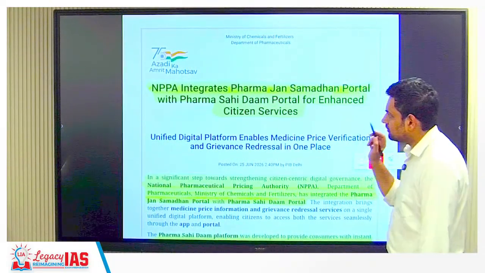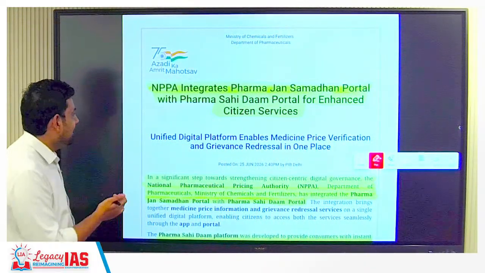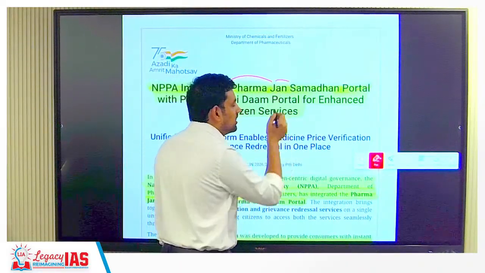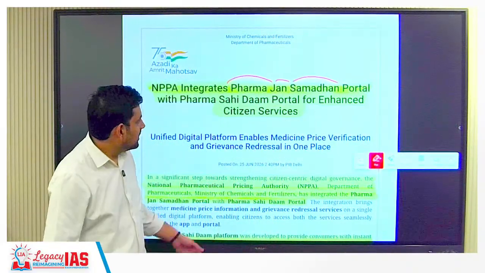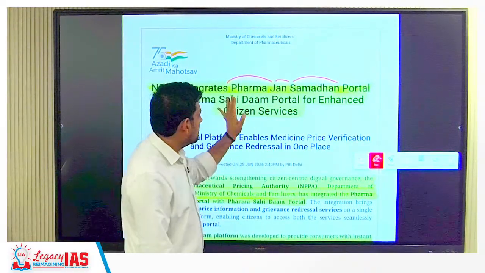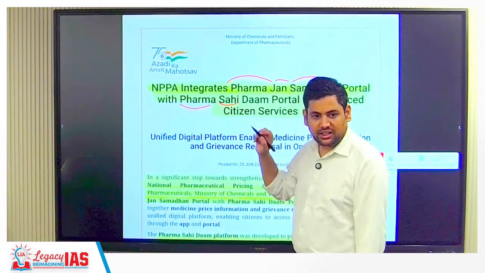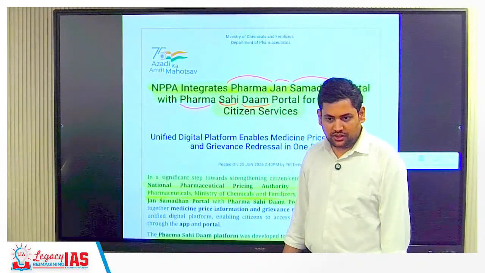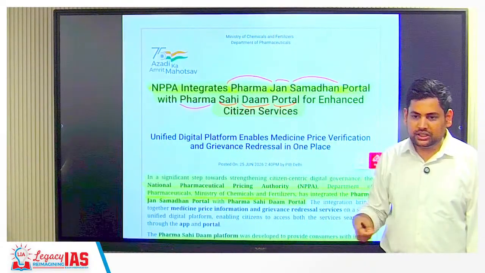Now, you understand a little bit of Hindi? See, these words mean what? Pharma, you understand? Okay. Then Jan. Jan means people. Samadhan means solution. So basically this is providing sort of pharma solutions to the people, correct? So this is Pharma Jan Samadhan portal, and similar is Pharma Sahi Dam. Sahi means correct, Dam means rate or price. So this is telling about the correct prices of different pharmaceuticals.